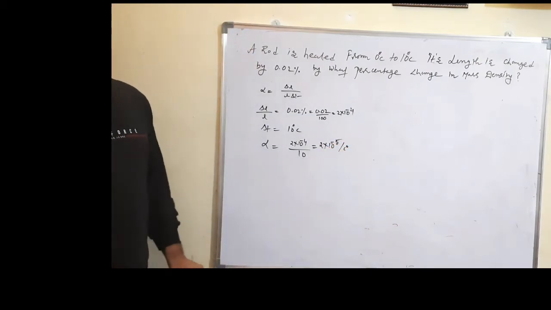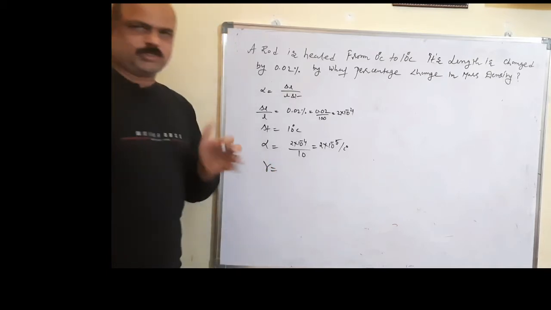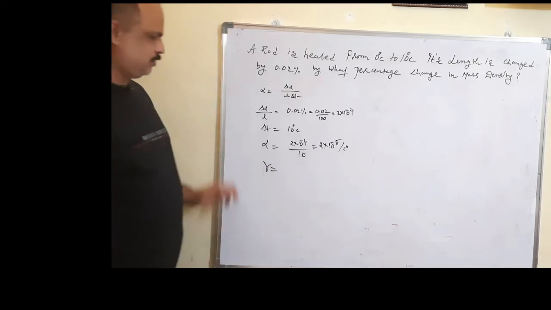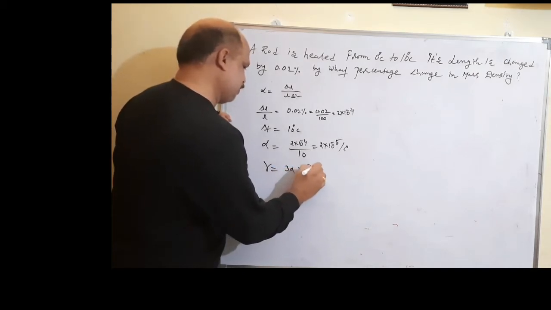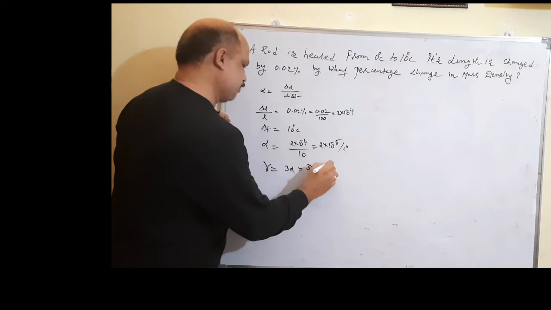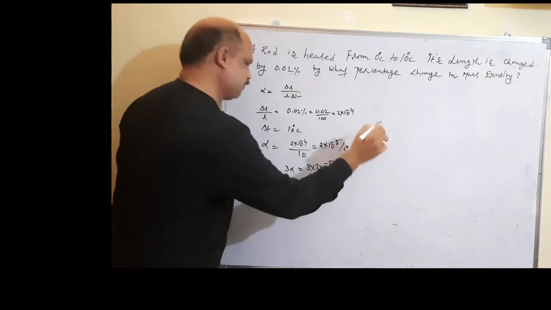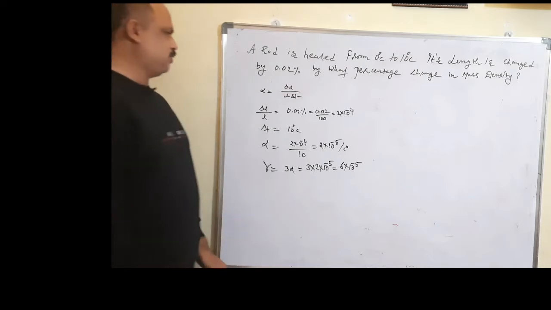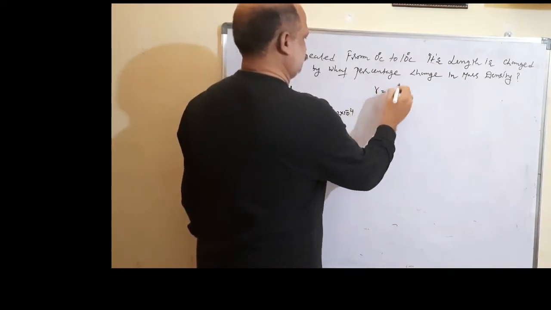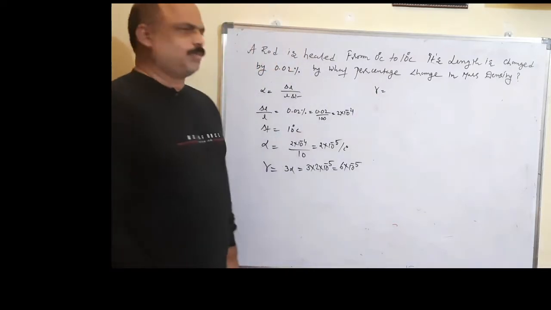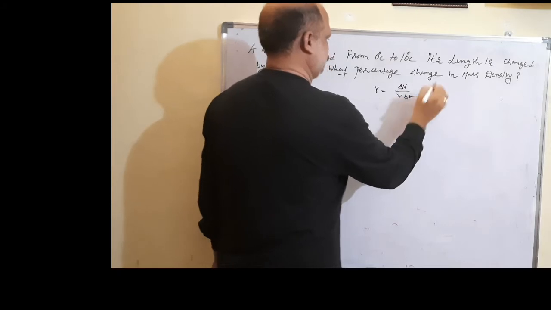We know that gamma is equal to 3 alpha, coefficient of volume expansion of a solid. Gamma is equal to 3 alpha, that is equal to 3 into 2 into 10 power minus 5, that is equal to 6 into 10 to the power of minus 5. And also here gamma is equal to delta V by V into delta T.